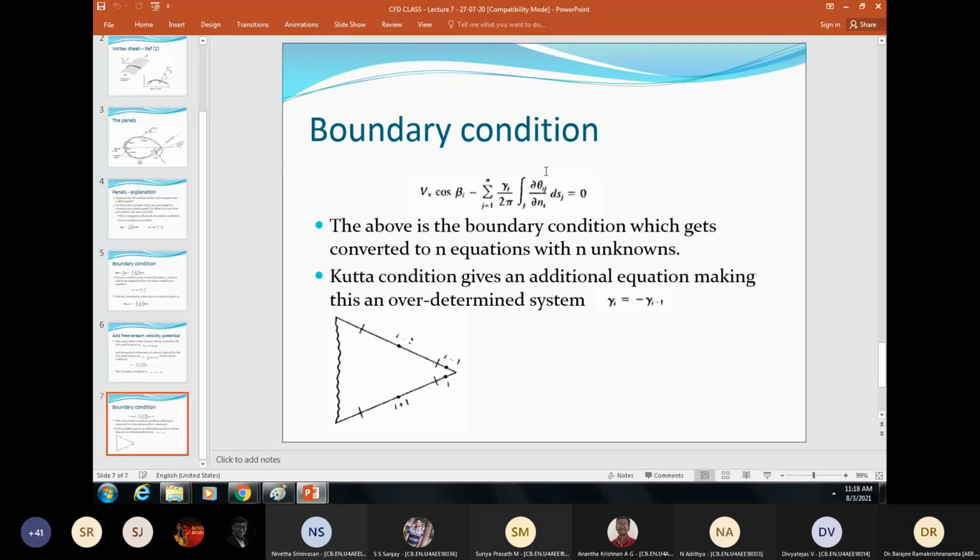Okay. So the additional equation, the Kutta condition, is given here. Then you have to drop one other equation.